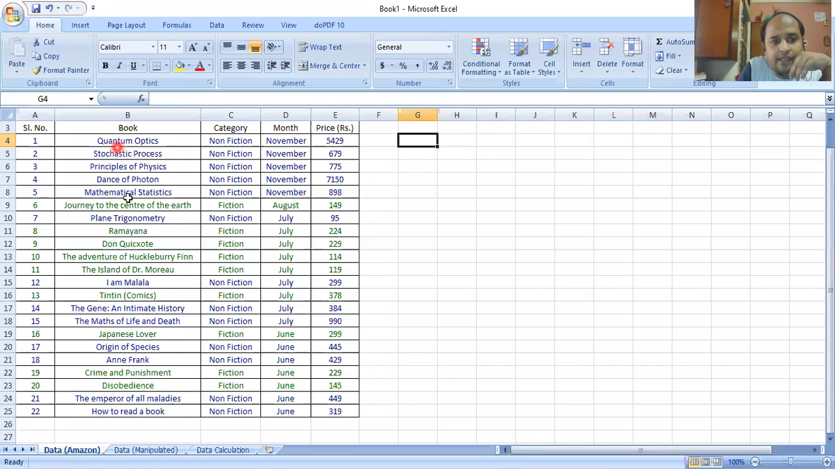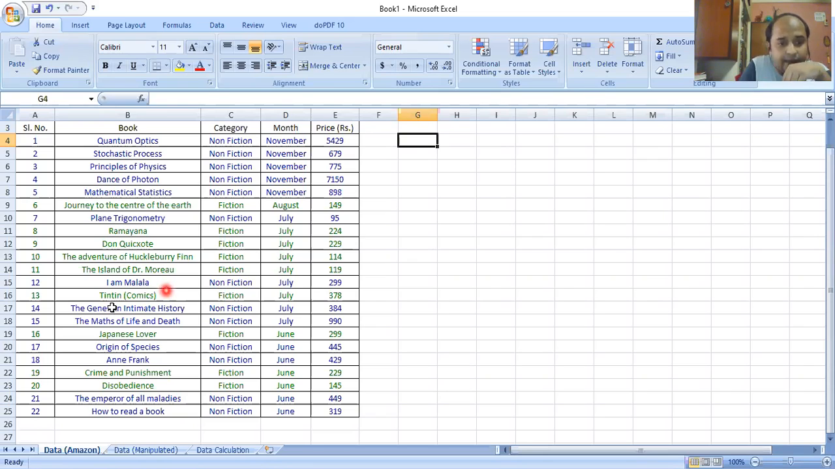Some book names have been colored in blue, and some in green. What is the difference between these two? The difference is in their category. The blue colored books are actually non-fiction books. You can very easily see their names: Quantum Optics, Stochastic Process, Mathematical Statistics, Plane Trigonometry, and this is a biography, I Am Malala, so it is also a non-fiction book.